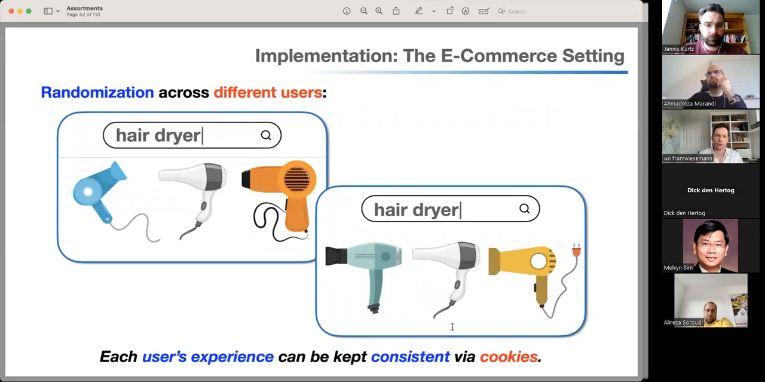If you search for a product, let's say a hairdryer, then Amazon actually faces an assortment optimization problem, because Amazon probably has hundreds of different hairdryers that they are selling, but they need to decide which 25 hairdryers to show you on the first results page.